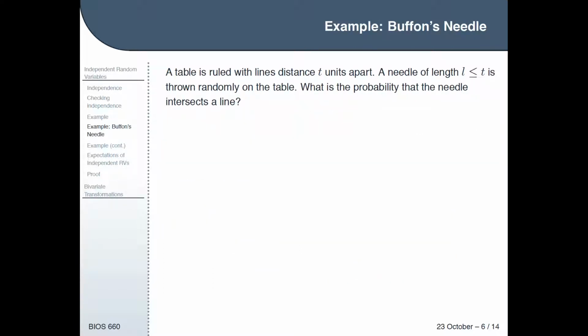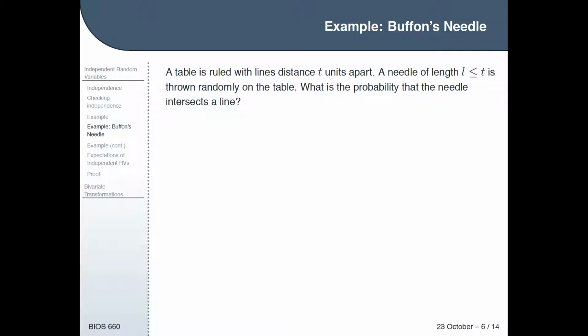So another example, kind of a famous probability problem that you may have seen before if you've taken probability in the class, is what's known as Buffon's needle problem. So the setup here is the table's ruled with lines distance t apart, and maybe I should have put a picture of this in the slide so it's easier to visualize. If you go to the Wikipedia page on Buffon's needle problem, they have an animated GIF of this entire problem and how to solve it. It actually does a really good job of explaining it.